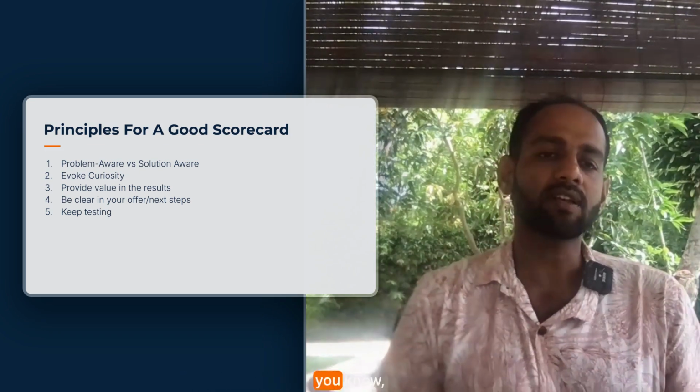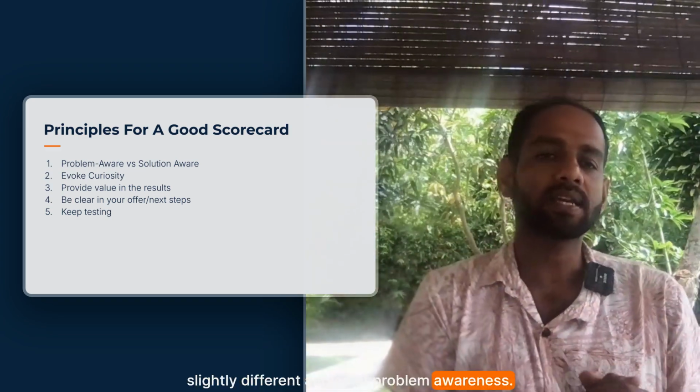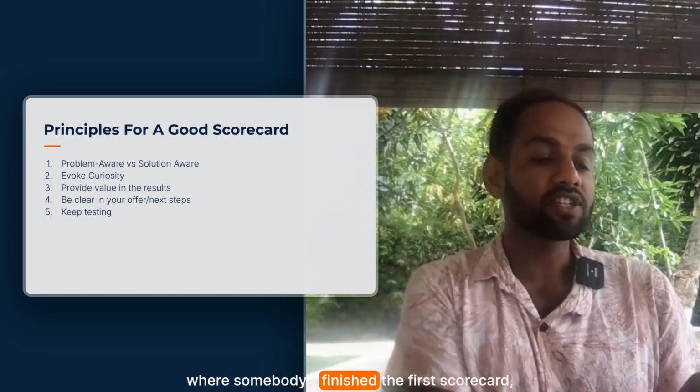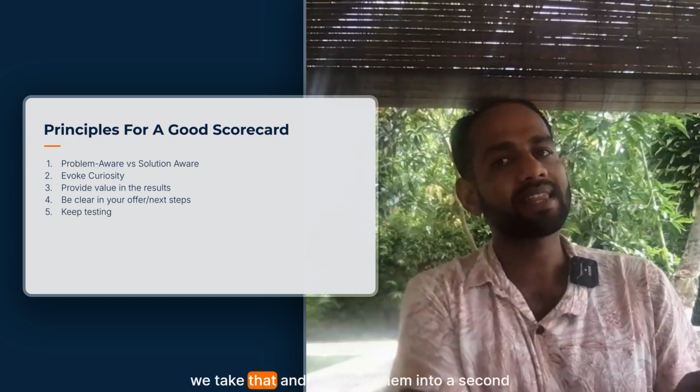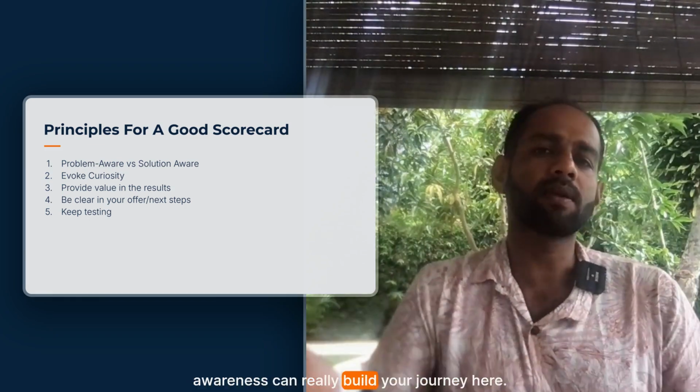And finally, keep testing, whether that's a longer scorecard, shorter scorecard, slightly different angles of problem awareness. The second scorecard after the first scorecard, that's what we're trying right now, where somebody's finished the first scorecard, we know their results, we take that and we move them into a second scorecard, which gives them a little bit more solution awareness. So you can really build your journey here.